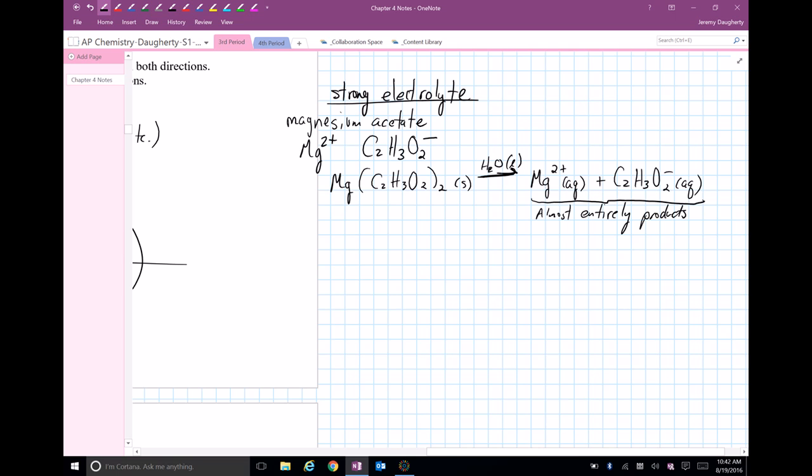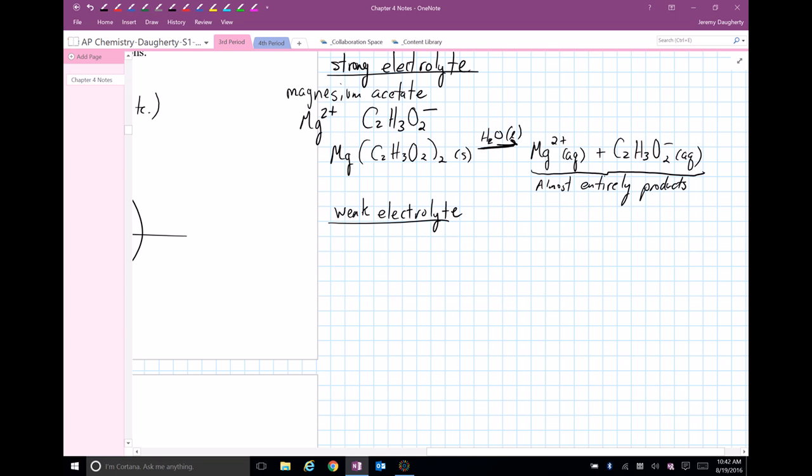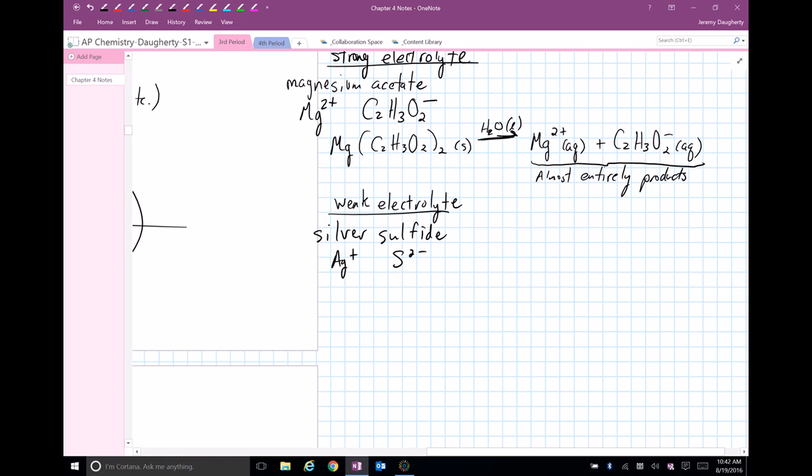Now for a weak electrolyte, let's use something like silver sulfate. Oh, pardon me, silver sulfide. Let's use silver sulfide. Silver is a +1. The sulfide is a 2-, so what's the formula? Ag, how many? 2. How many S's? Just the 1, yeah.